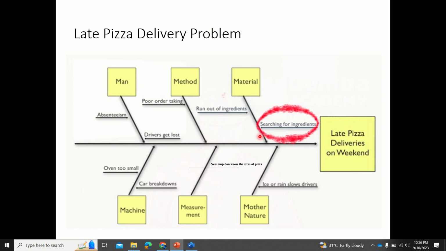So we are going to think in terms of material. Maybe we didn't get the right ingredients, right? And ingredients ran out. And then measurement, a new employee doesn't know the size of the pizzas, and machines, the oven is too small, the car broke down, and some of the employees were not available, and drivers got lost, they were not able to identify the location, the GPS connection got lost, right? Poor order taking, you're not fast enough to take the orders, and the rain and other things made the drivers not reach there at the right time. So these could all be the issues.